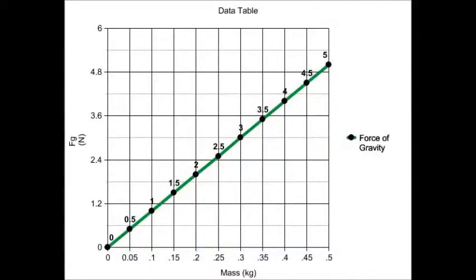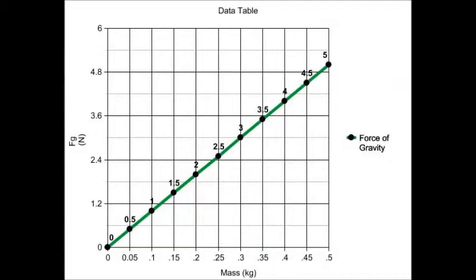Now that we have our data table, let's graph this. On the x-axis, we will put the independent variable, the mass of the object in kilograms, and on the y-axis, we will put the dependent variable, the force of gravity on the object in newtons. We'll plot the different data points and connect them with a line of best fit. And we see that the graph shows a linear trend, indicating a direct relation between the mass of the object and the force of gravity experienced by the object. And this relationship, known as the gravitational field strength, can be obtained by finding the slope of the trend line.